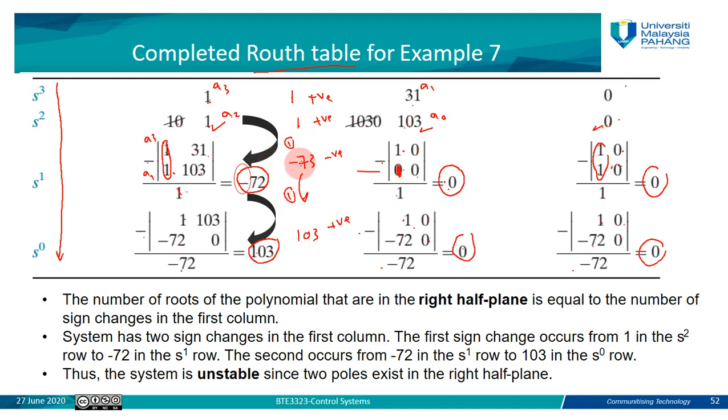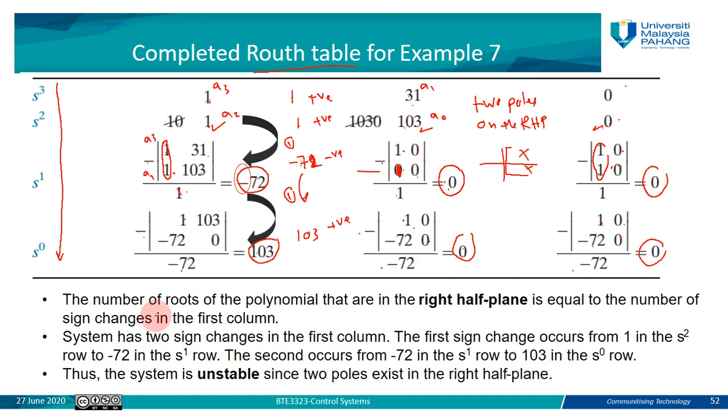From positive 1 to negative 73, and from negative 72 to positive 103. So we have two changes. That means we have two poles on the right half plane. If you have two poles on the right half plane, that means you have two poles in this area. Anywhere, I don't know where, but there are two poles on this right side, that means our system is unstable.